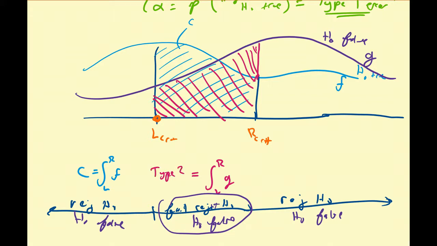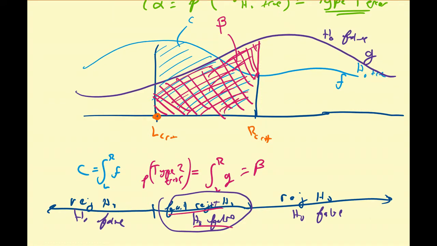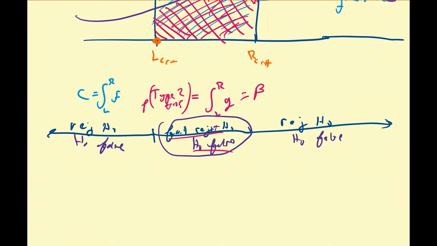So the probability of making a type 2 error is equal to this red shaded region. This is what we usually refer to as beta. So beta is the probability of committing a type 2 error, and that's, again, the failure to reject the null hypothesis when the null hypothesis is false.